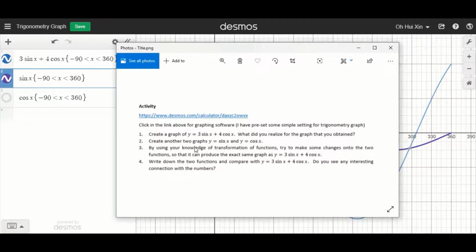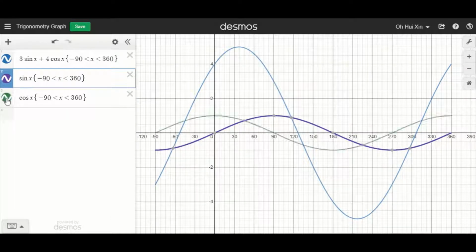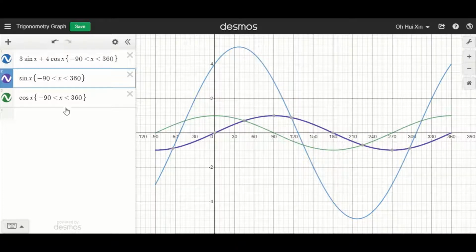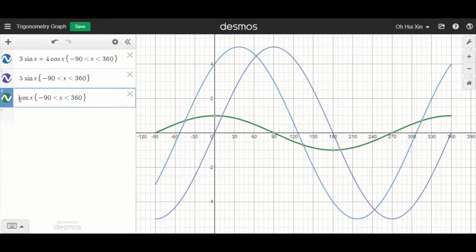Okay, so the third thing, by using your knowledge of transformation of function, try to make some changes onto the two functions so that it can produce the exact same graph as y equals to 3 sine x plus 4 cos x. Okay, so in this graph, we can see that this is sine x and this is cos x. So I think one thing that is very obvious for the graph of 3 sine x plus 4 cos x is that this graph has an amplitude of 5. So you can see the maximum point and the minimum point is at 5 and negative 5 respectively. So I think one thing that is very easy for us to start is to change it into 5 sine x and 5 cos x.